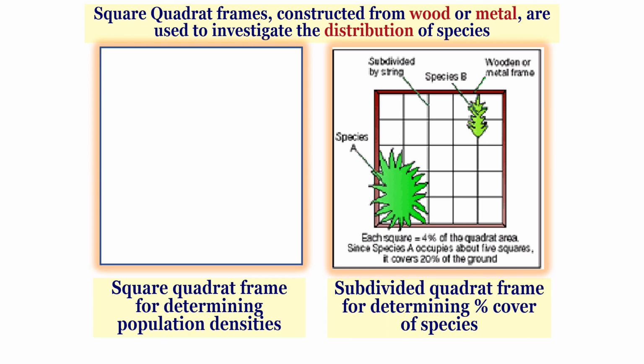So here you see this frame is divided by strings, and here we can see that there is a species A present in this area and species B present in this area. So it helps us to find out the percentage cover of a particular species in a given area.